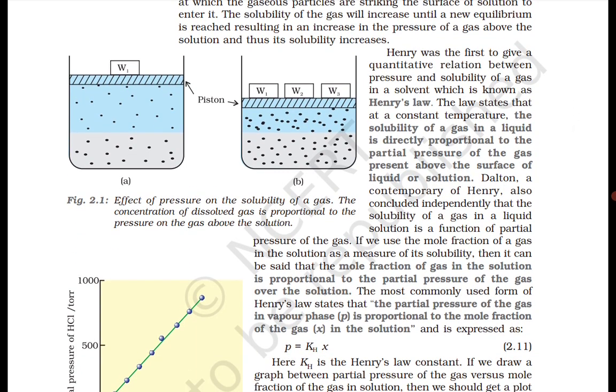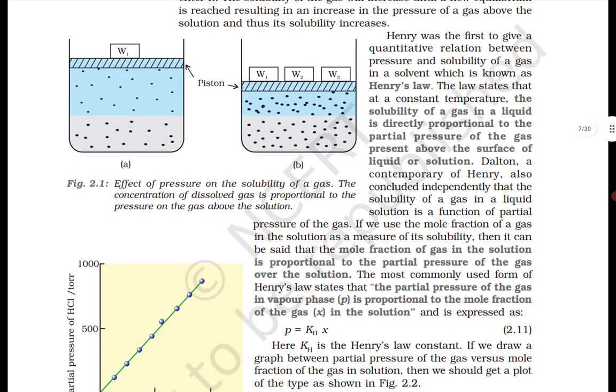Henry was the first to give a quantitative relationship between pressure and solubility of a gas in a solvent, which is known as Henry's law. The law states that at a constant temperature, the solubility of a gas in a liquid is directly proportional to the partial pressure of the gas present above the surface of the liquid or solution.